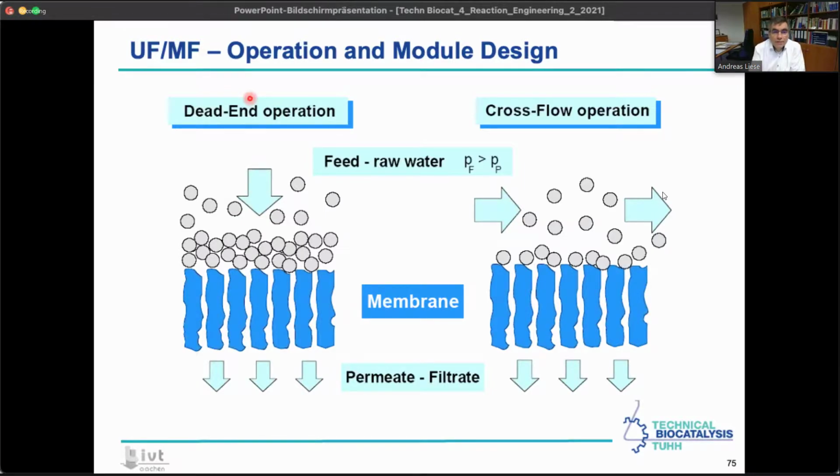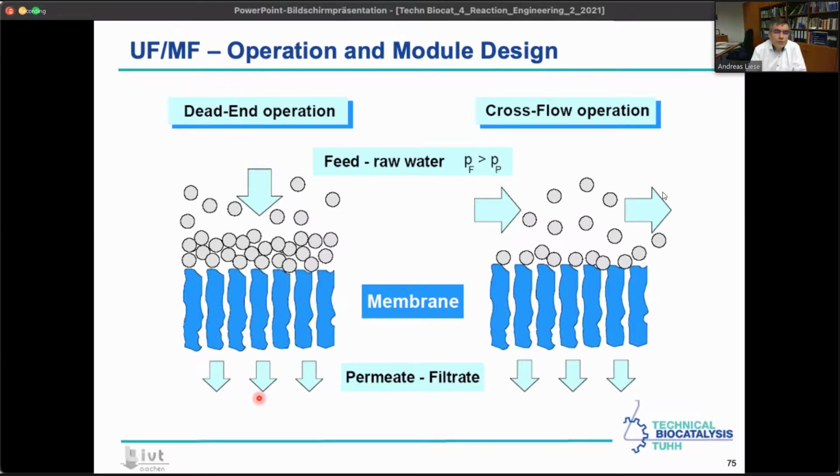Now, we have two ways how we can operate this. One is so-named dead-end filtration. That is, maybe you used it already this morning, the coffee filter in your coffee machine, where you insert your particles, the ground coffee, and those are just retained, and you just have a dead-end filtration. They are just retained by the membrane, and the liquid is passing through the membrane. In your coffee machine, it's extraction. Here, in our case, it is reaction.